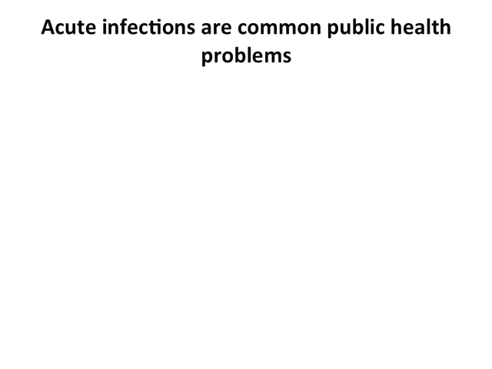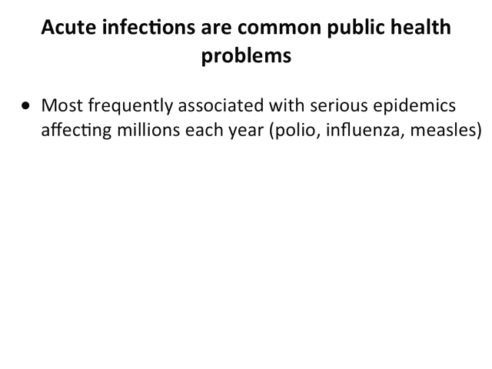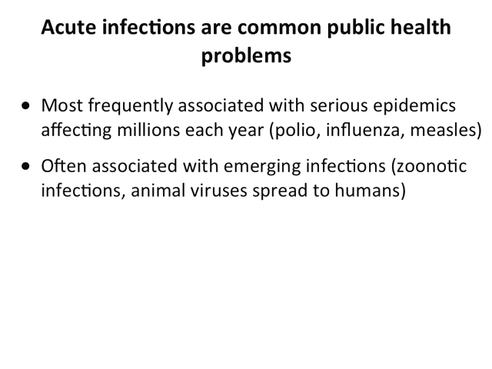Now, acute infections are common public health problems for a number of reasons, and they are most frequently associated with serious epidemics. Of course, AIDS also infects millions of people, but that's one virus. But in general, the acute infections are those historically that have been associated with outbreaks: polio, influenza, measles, that occur each year. Smallpox, of course, before it was eradicated.